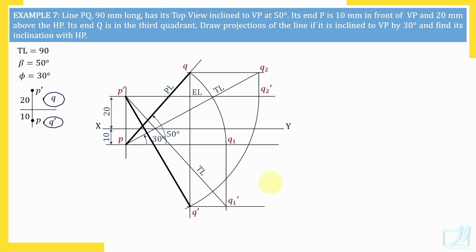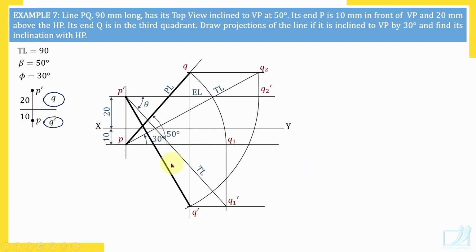P dash Q1 dash has true length and true inclination with HP, that is theta. So here is that angle theta. We have not used angle theta in the construction. We have used only these dimensions for the construction. So you must not insert angle theta in the diagram, write it outside the diagram.